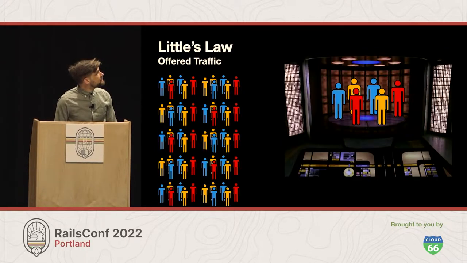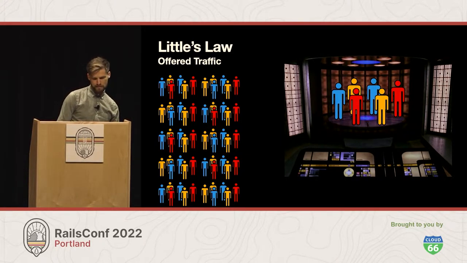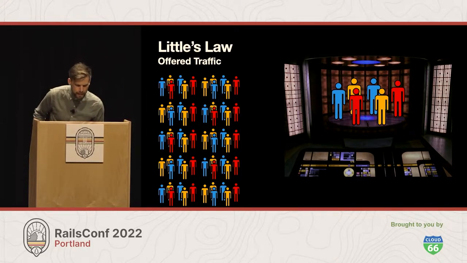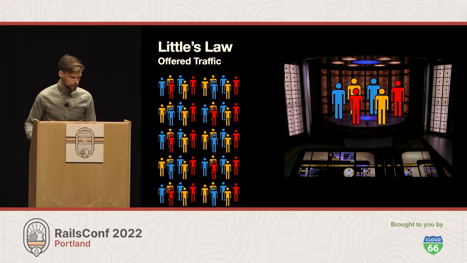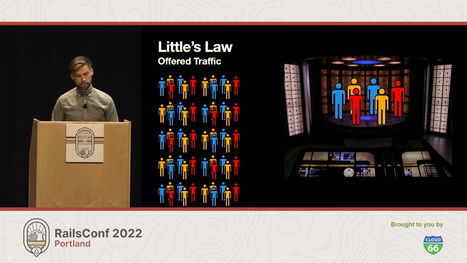So a transporter can, in this depiction, transport out 6 people at a time, and the beam out time is about 5 seconds. So in order to get all of the crewmen out in 2 minutes, that would mean we have 500 crewmen beamed out per minute, or about 8.3 per second. So if we have 8.3 per second, how do we know what the rate of transport is and what the offered traffic is?